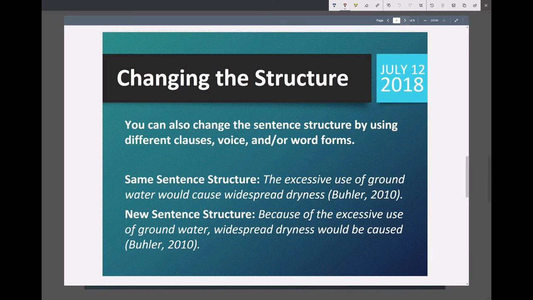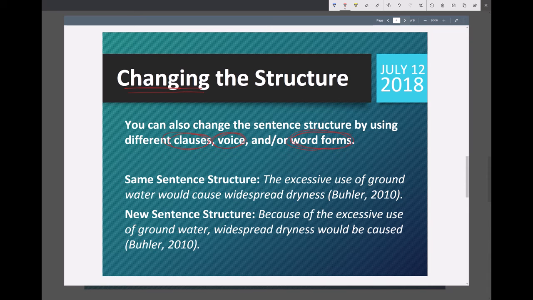Sometimes changing the words may not be enough, and you might want to change the structure of a sentence. Changing the structure of a sentence would help you, let's say, when you are writing a bigger summary or an essay, that you want to add variety in your sentences. One of the ways to add variety in your sentences is to change the structure. And when you change the structure, this means you can change the clause, you can change the voice, or you can use different word forms. Here's what it looks like.